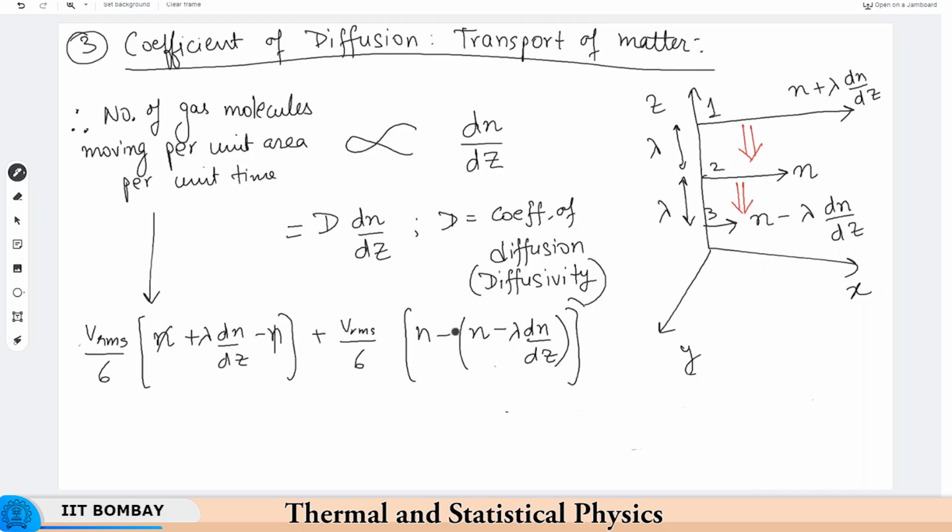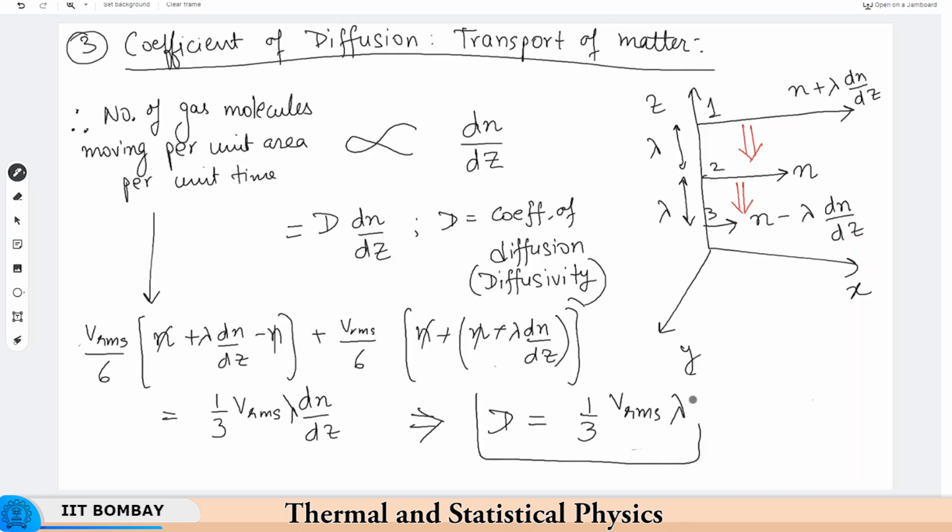Okay. So these terms cancel out, this becomes plus, and we end up with 1 by 3 V RMS times dn by dz. So this is the number of gas molecules moving per unit area per unit time, and if we divide this by the magnitude of the density gradient, we can write the final expression of the diffusion coefficient, which is 1 by 3 V RMS times lambda. Okay. So this is what the coefficient of diffusion looks like.